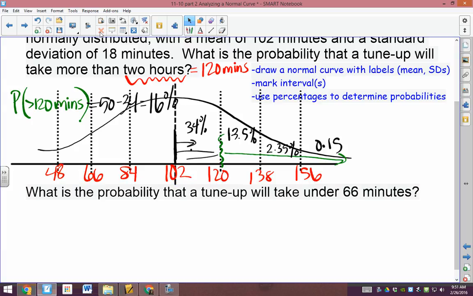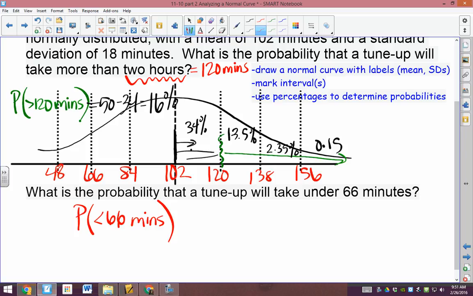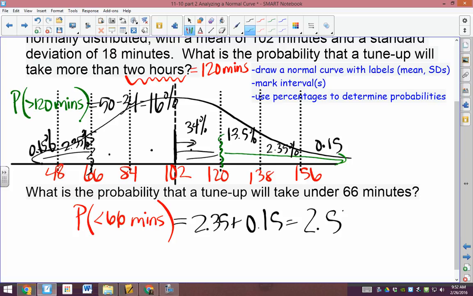It is. All right, what's the probability that a tune-up will take under 66 minutes? Well, nice, they put it in minutes this time. All right, so 66 on our normal curve is over here. Now, I just think adding those two columns would be the easiest. So let's make sure this is our 34 and our 13. So this is 0.35 percent, and then 0.15 outside of 3 standard deviations. So you said 2.5. 2.5% chance that we're waiting less than an hour and 6 minutes.